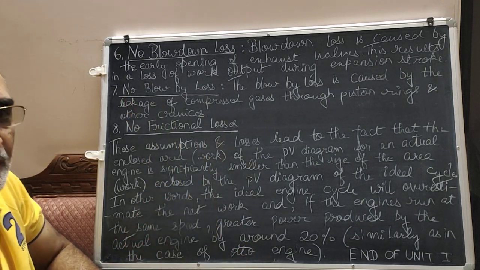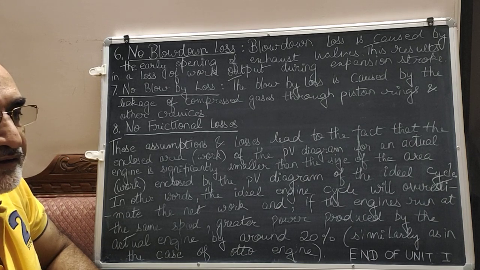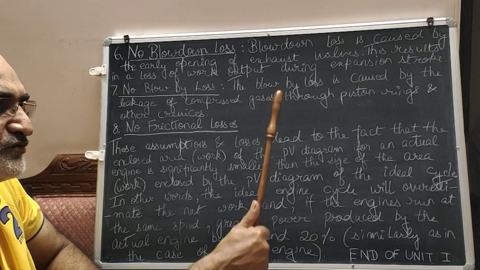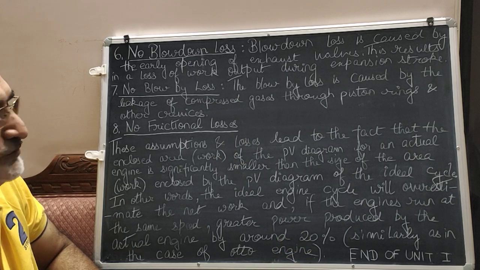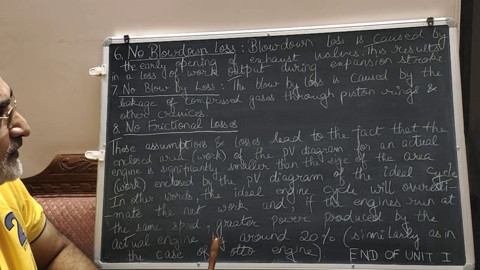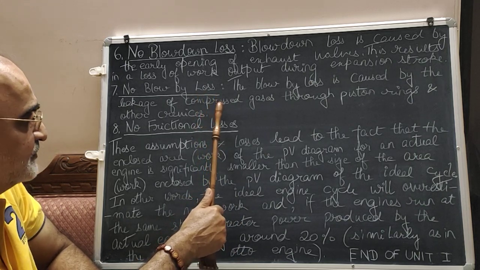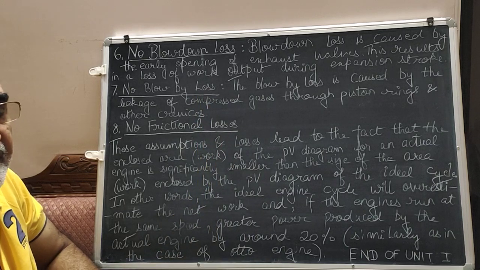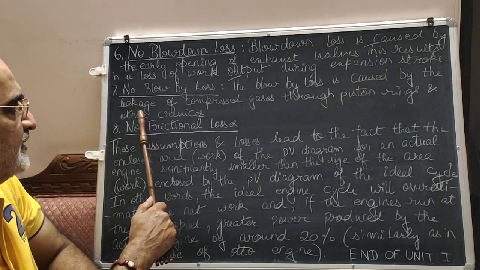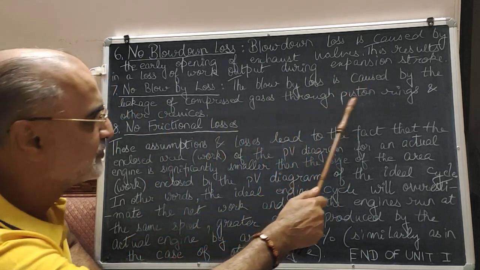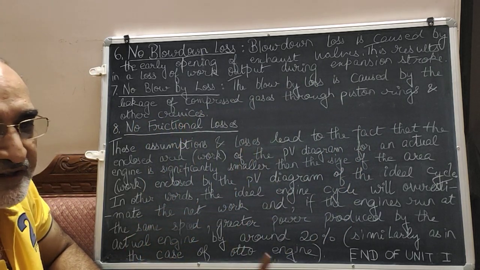No blow-by loss. What is blow-by? Blow-by is when the burnt gases or even the air-fuel mixture cross from the side of the piston through the rings into the sump. That is blow-by. Blow-by is around 5 to 10% in new engines, and can go right up to 15 to 20% as we keep running the engine. The blow-by loss is caused by the leakage of compressed gases through the piston rings and other crevices, as I mentioned.